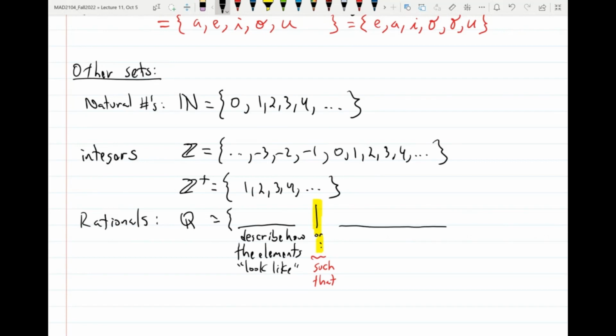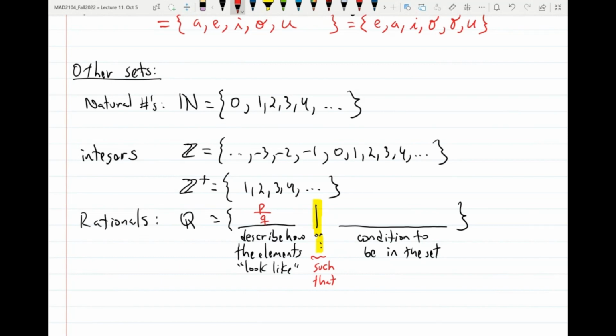And then over here, we put the condition that the element has to satisfy. So condition to be in the set. Okay, it's called the set-builder notation. So for example, for the rationals, how do elements here look like? They are fractions. So they have the form P over Q, such that what condition must be satisfied? Q cannot be 0, and what else?